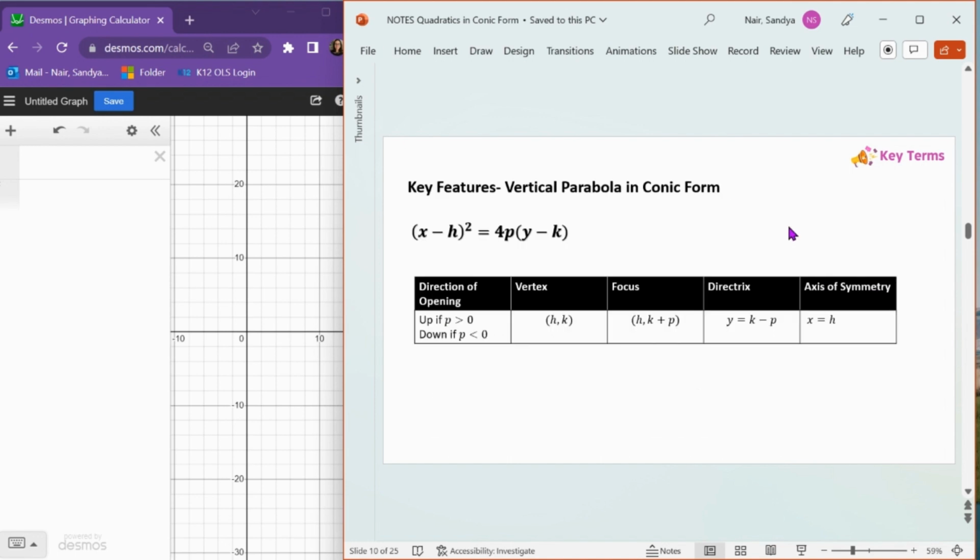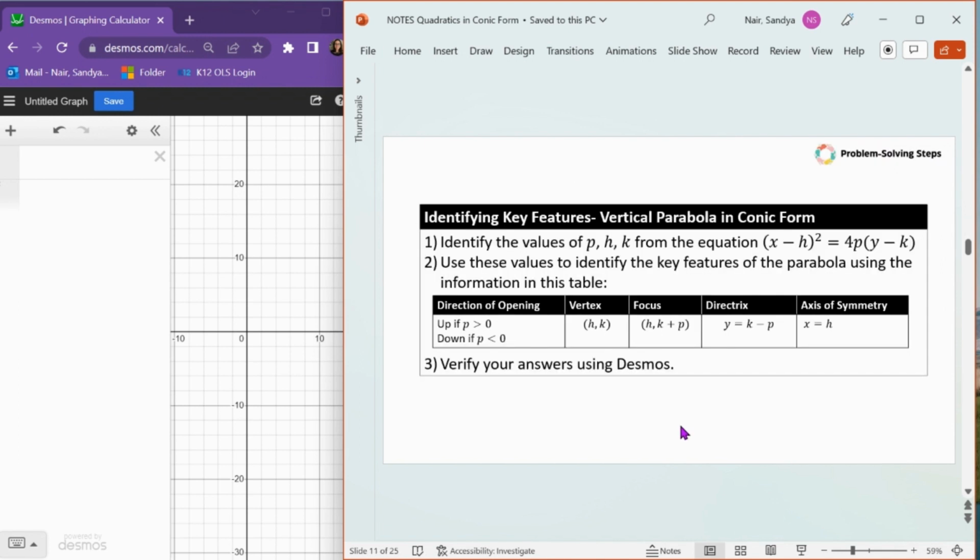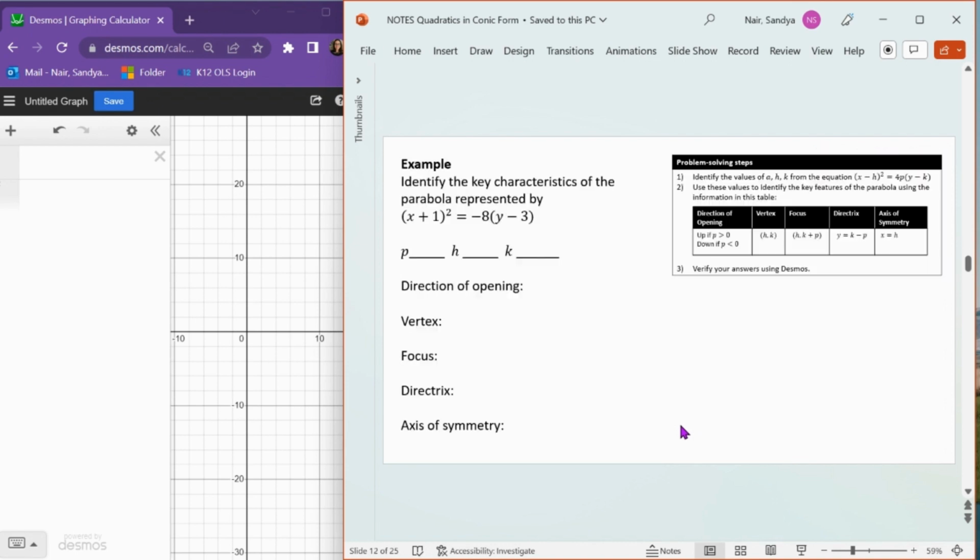So once again, here is a summary of the key features of the vertical parabola in conic form that we can identify. We can figure out the direction of opening, the vertex, the focus, the location of the directrix, and the equation of the axis of symmetry. So what we're going to do, as we usually do, is start off by identifying the values from the equation. If you take a minute to write down p, h, and k, it's going to really help you identify these key features. Then we'll use this table to help us figure this out, and then we can verify our answers using Desmos. So let's identify the key characteristics of this parabola.